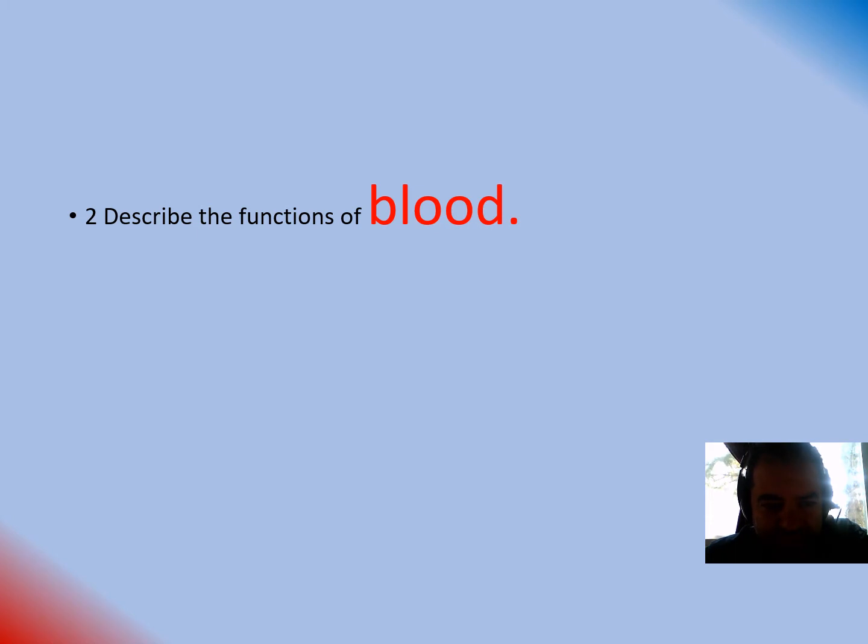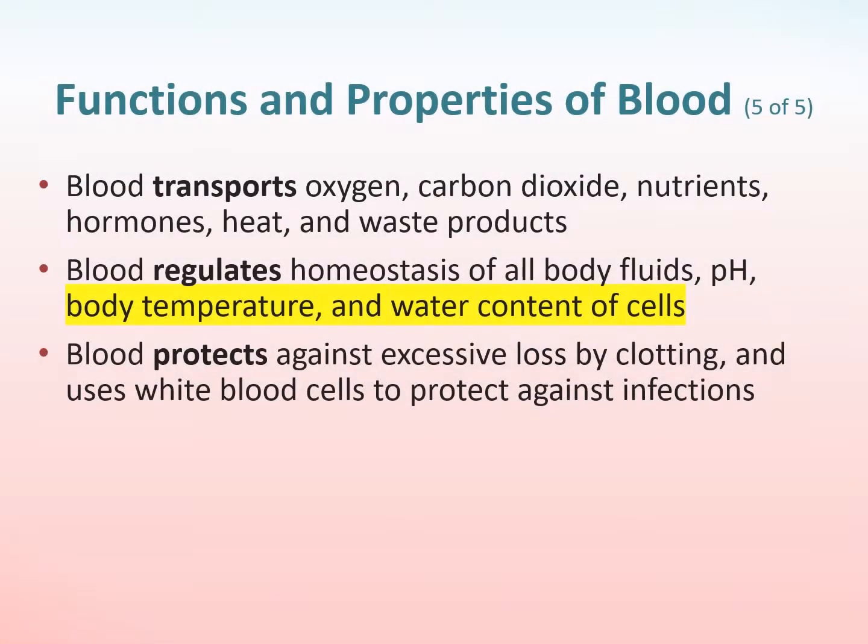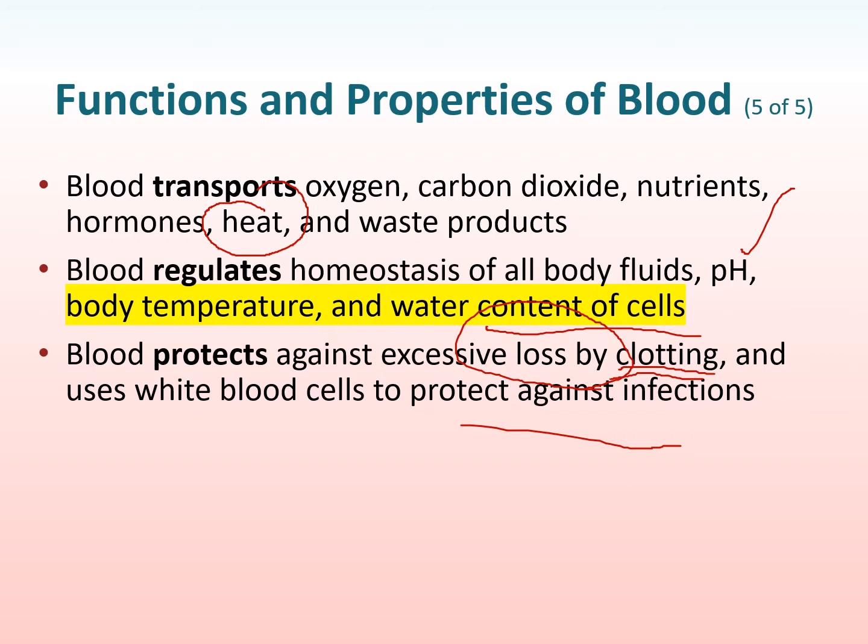Number 2, describe the functions of blood. Didn't we just do that? Well, let's do some more functions then. Blood transports oxygen, carbon dioxide, nutrients, hormones, and heat, and also waste products, and it helps regulate the homeostasis of body fluids. It's a buffer for pH, body temperature, and water content of cells regulation. It also protects against excessive loss by clotting, and it uses white blood cells to protect against infection. Besides the coagulation cascade, it also forms platelet plugs.